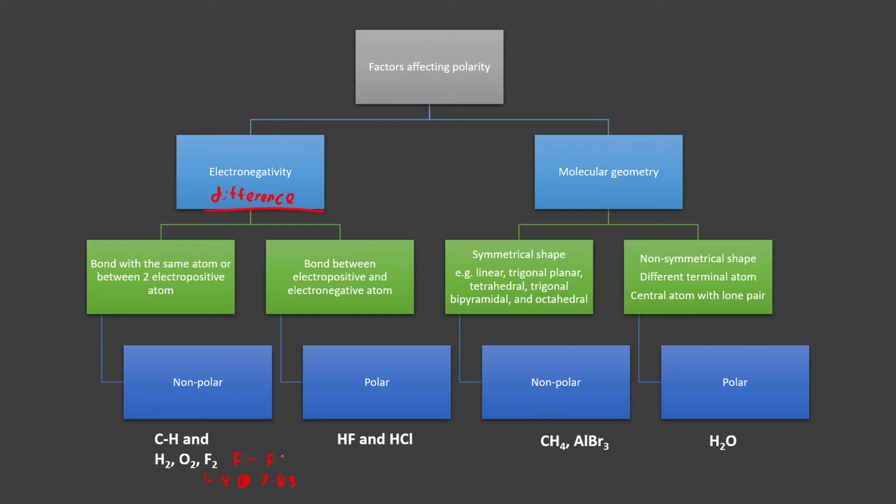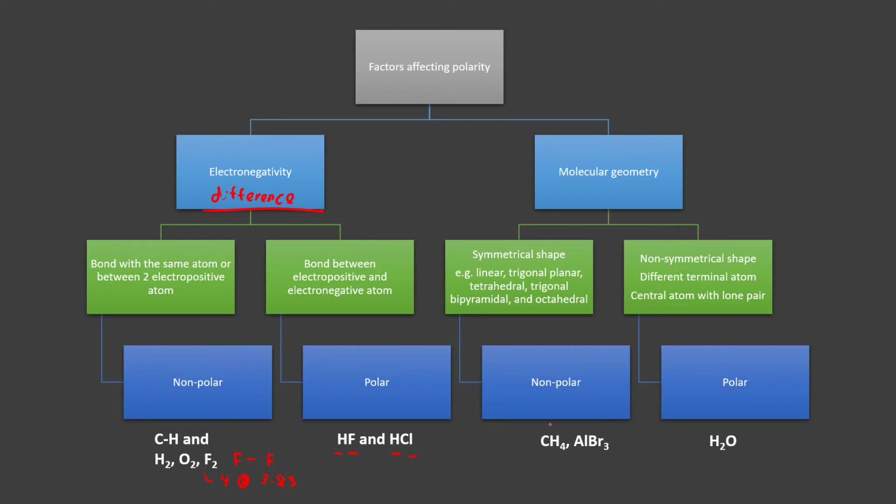Thus, dia orang tarik elektron tu sama-sama, making the bond non-polar. So, the only polar molecule is bila kita ada elektron positif and elektron negatif atom. Contohnya hydrogen dengan fluorine, hydrogen and chlorine. Okay. Despite that, the molecular geometry also affect the shape.